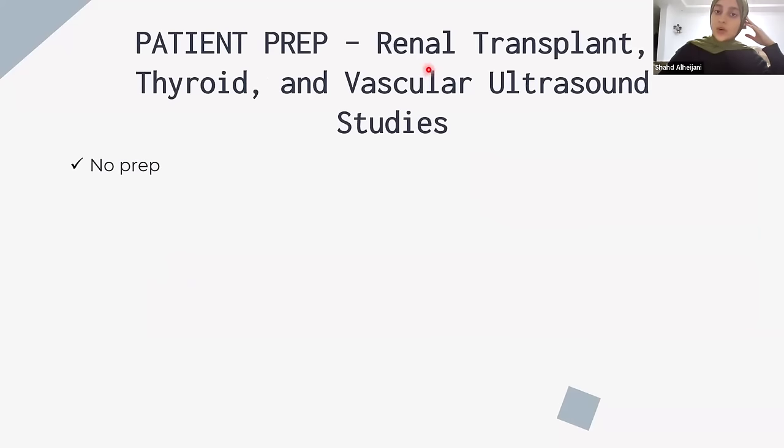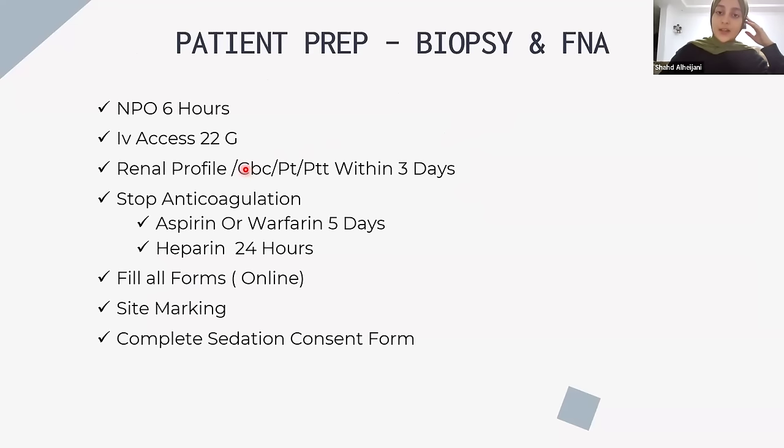If the patient is undergoing renal transplant, thyroid, or vascular ultrasound studies, there will be no preparation necessary. And finally, for biopsy and fine needle aspirate, the patient will be NPO 6 hours prior. You have to secure an IV access, and you have to do a renal profile, CBC, PT and PTT. So basically all the blood tests within 3 days, and you need to stop anticoagulation.